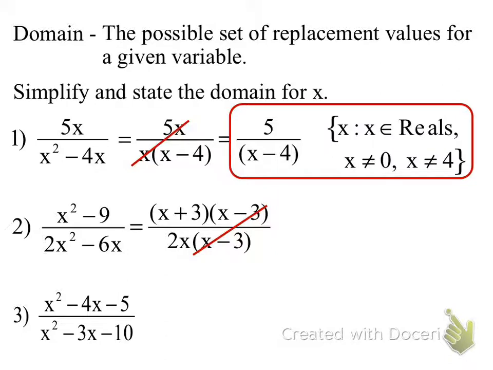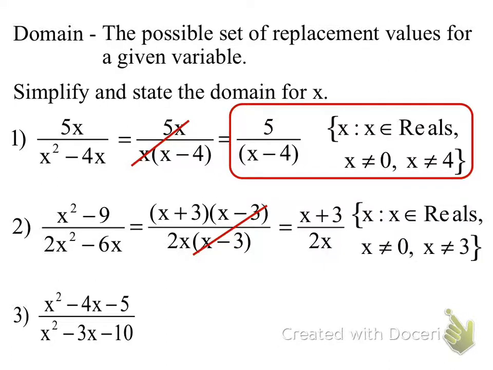X is such that x is an element of the reals, and x cannot equal 0 or 3. Perfect. Okay. And when I simplify it, the answer is x plus 3 over 2x. Okay, questions there?